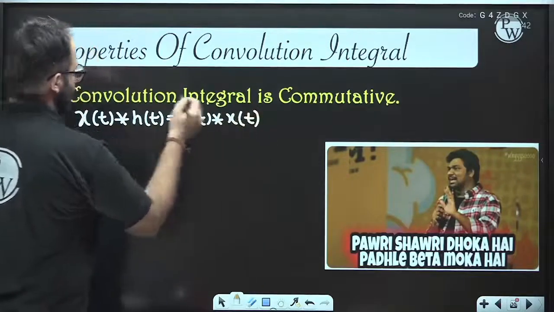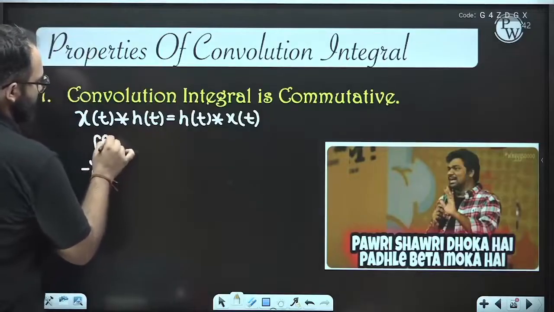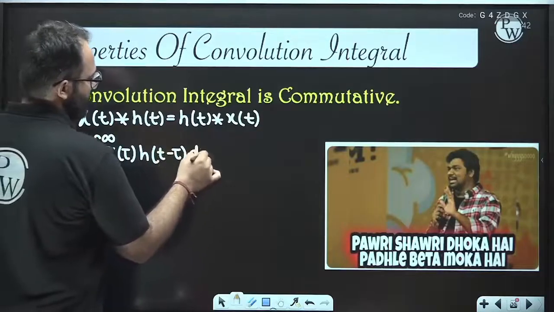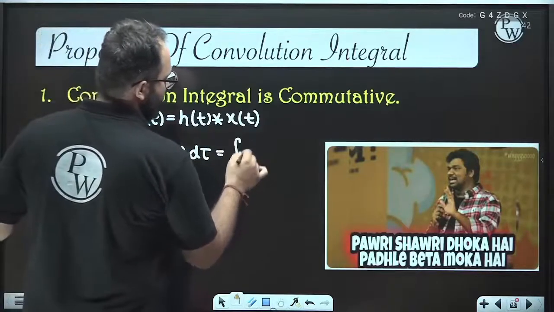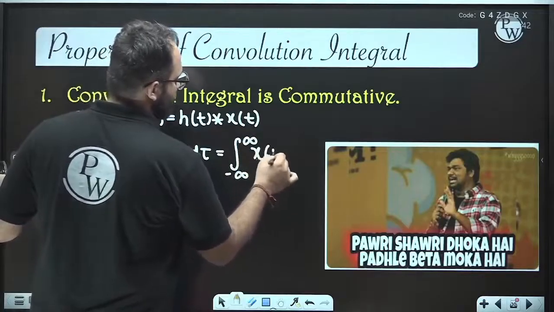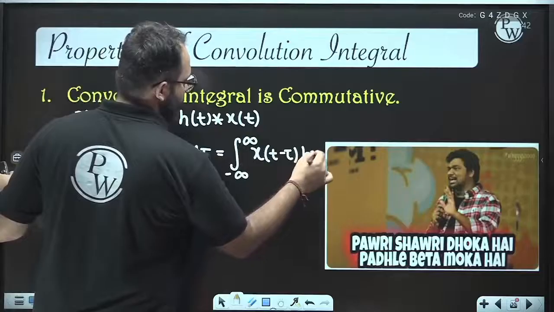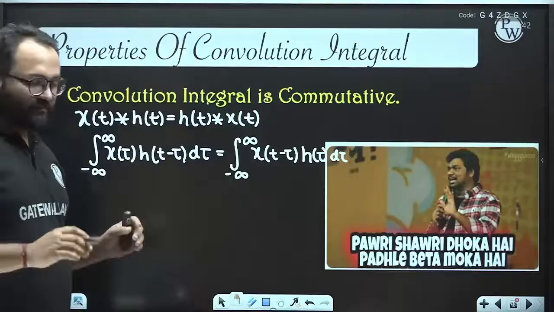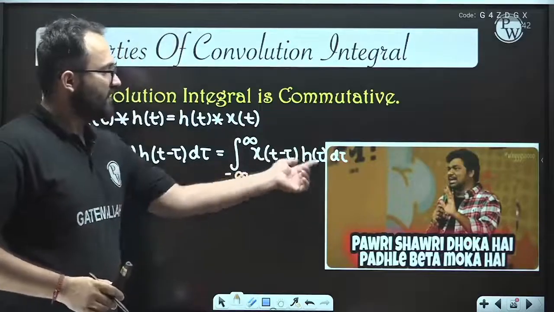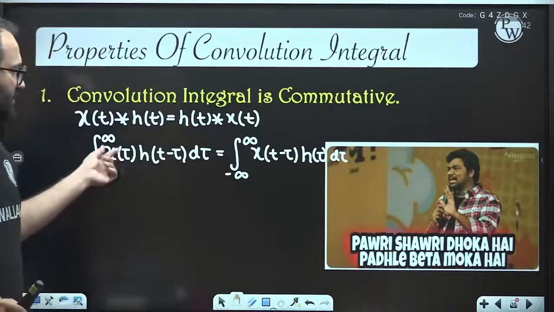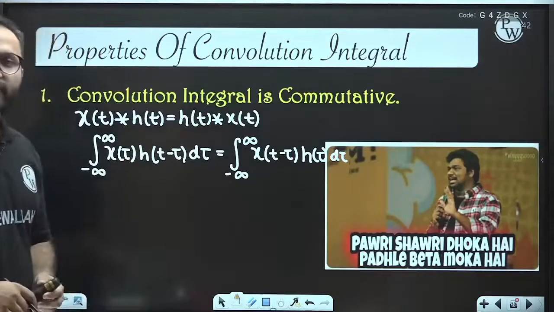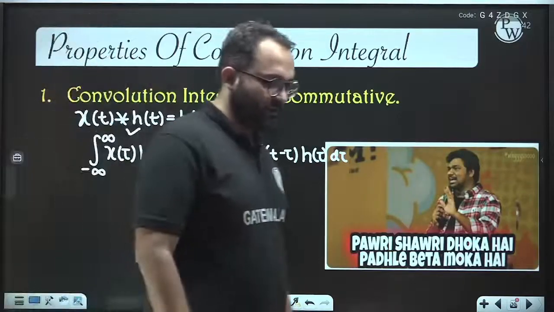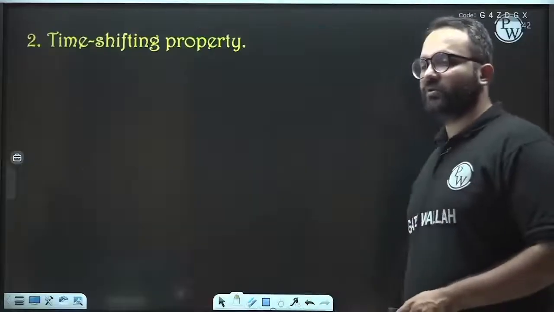That is, we have seen this: the integral from minus infinity to infinity of x(tau) h(t minus tau) d tau is equal to the integral from minus infinity to infinity of x(t minus tau) h(tau) d tau. So these two are equal, meaning we can interchange the inner terms, and the result will be the same. So it is commutative. Just remember that this is a commutative operation.